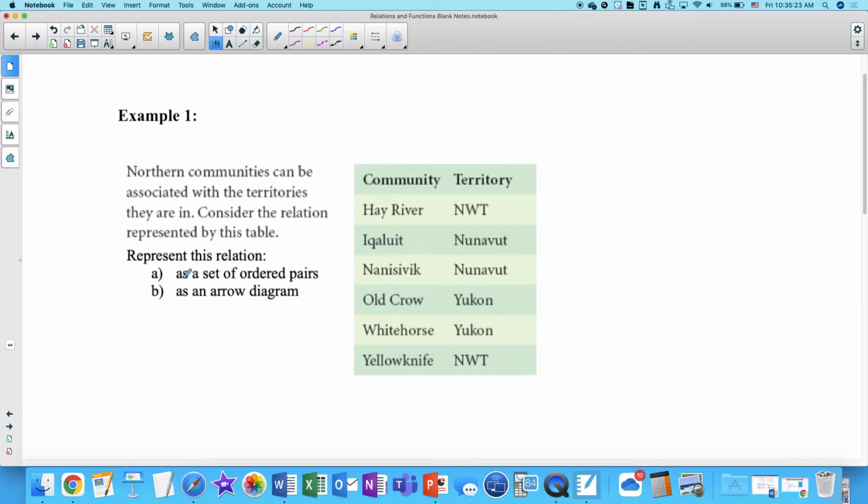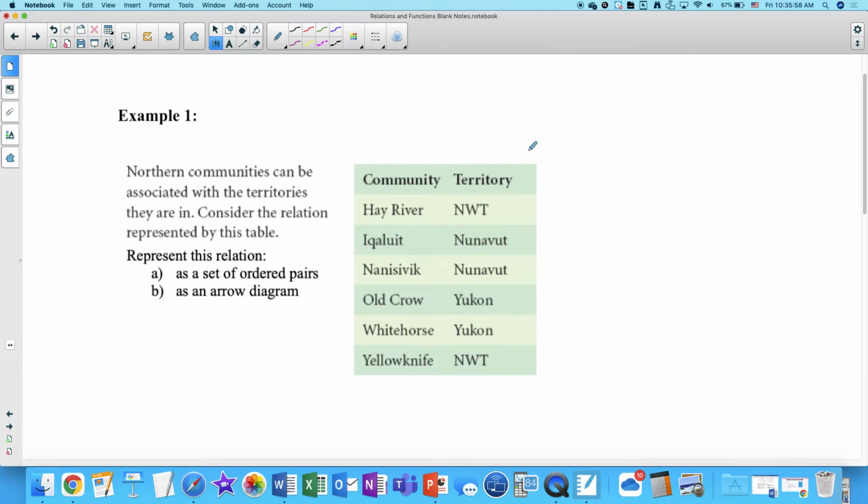So northern communities can be associated with the territories they are in. Consider the relation represented by this table. So here we've got a table of values, and by the way, values in a table do not always have to be numbers. And we are associating a community with the territory that it's in. Okay? So that's sort of a description of the relation. Communities are associated with a territory that they are in.